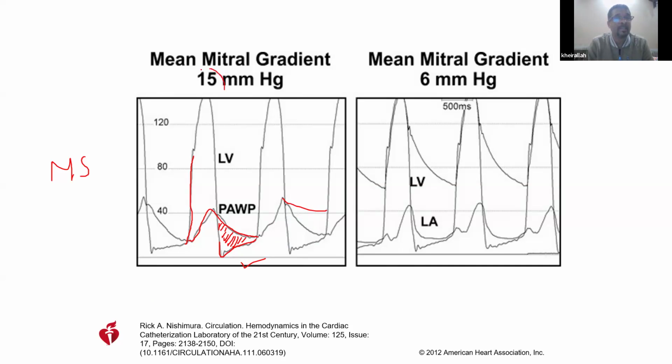The mean gradient evaluated is 15. Now when they used the left atrial catheter, they checked, there is still mitral stenosis but it is estimated much lower. The pressure gradient is 6. So this is the same patient and we are getting a mean pressure of 15, and with the use of the LA catheter we are getting a pressure of 6. Who can explain this difference?